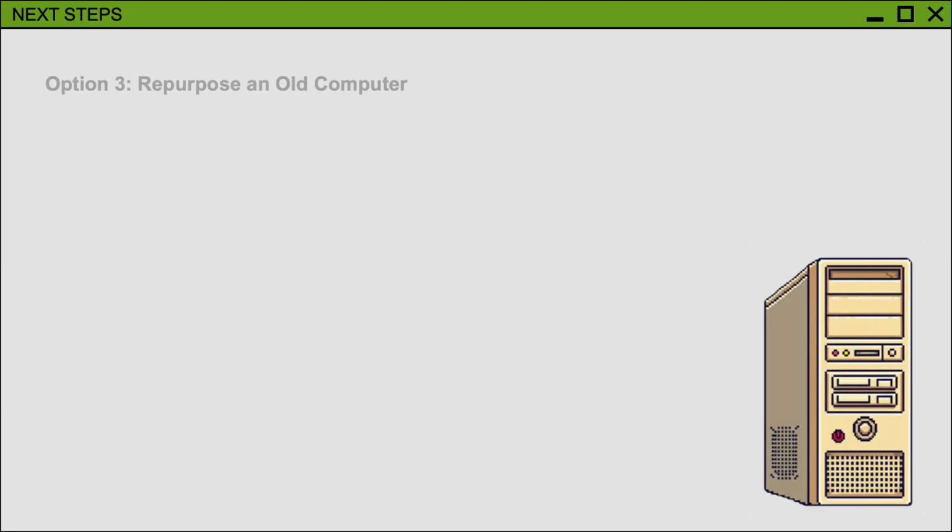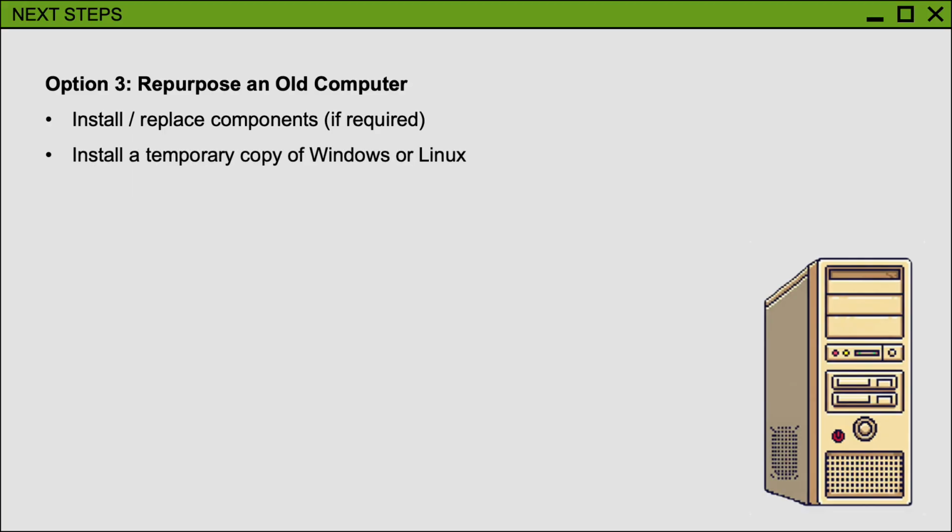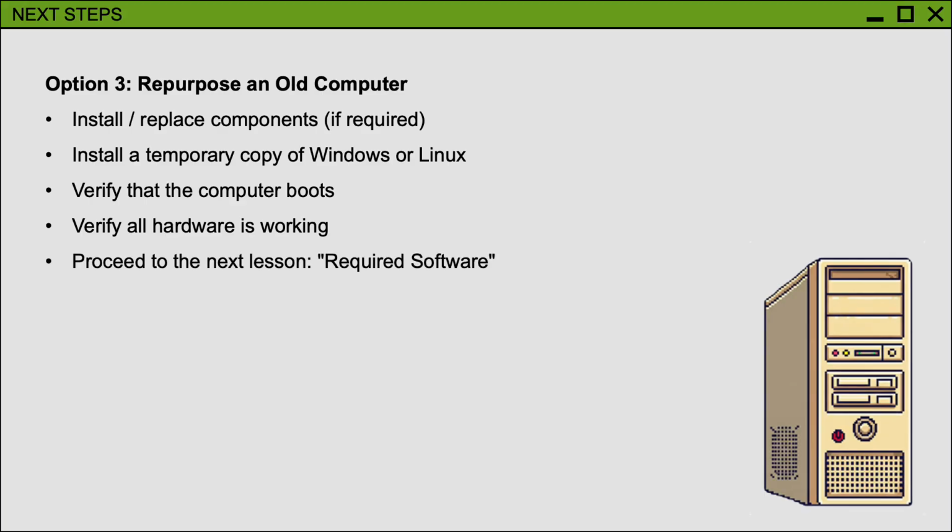If you choose to repurpose an existing computer, go ahead and install or replace any necessary components to meet the OPNsense requirements. Once that's complete, I recommend temporarily installing either Windows or Linux to verify that the machine boots and all hardware functions as expected, especially the network card. This isn't strictly necessary, but it can make troubleshooting hardware issues much easier later. Once finished, you can proceed on to the next lesson, Required Software.